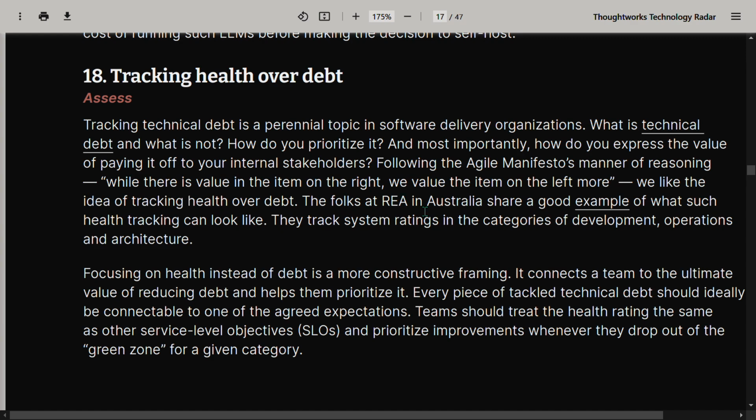The folks at REA in Australia share a good example of what such health tracking can look like. They mainly describe how they track the health. In this post, I looked at it. It was not actually sharing the actual dashboard. It was more like the guidelines. Maybe they have other stuff where they share it. They track system ratings in the categories of development, what we discussed. We discussed that we want to know how easy it is to develop the system, operations, and architecture.